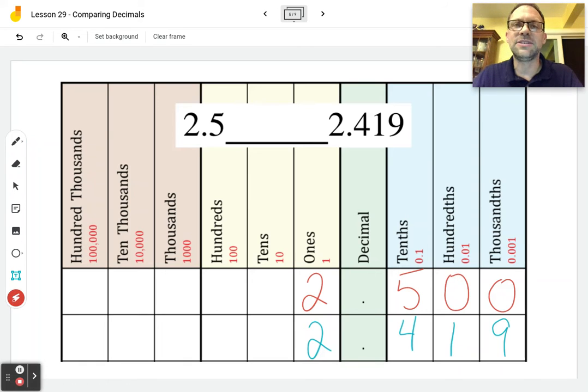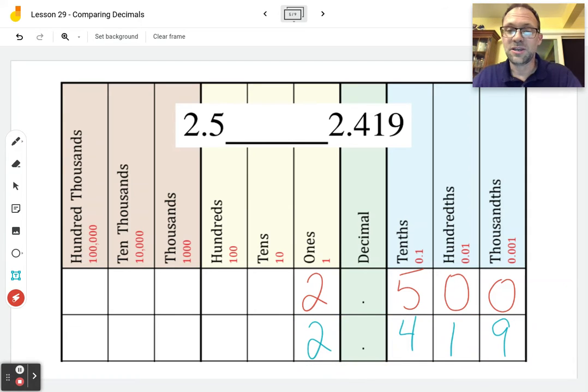Beginning with the greatest place value, that's the ones place. Here we see that there are 2 2s there, and they are equal. Let's move on to the tenths place. Look at that. Here we have a 5 and a 4. 5 is greater than 4, so 2 and 500 thousandths is greater than 2 and 419 thousandths.